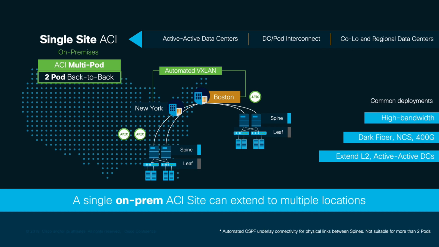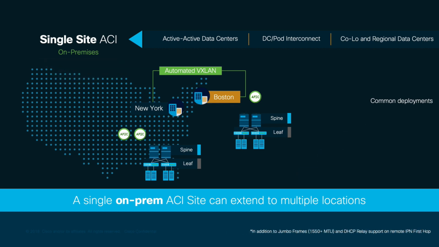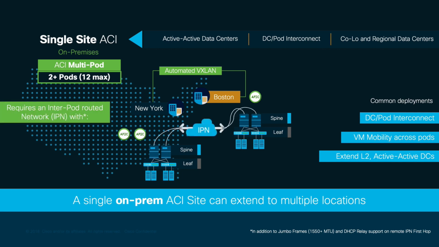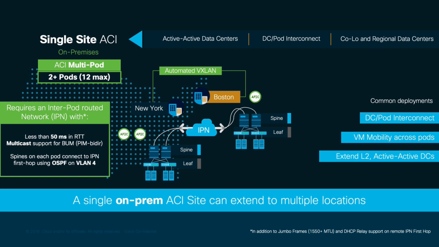It is important to mention that back-to-back multi-pod topologies require ACI versions 5.2.2 or later. If you want to scale beyond 2 pods and up to 12 pods, the traditional multi-pod topology can be leveraged. The main difference when comparing to the previous scenario is that an inter-pod network, or IPN, is required. The IPN is a routed network which needs to have a maximum of 50 milliseconds in round-trip time and multicast support for broadcast, unknown unicast, and multicast traffic.